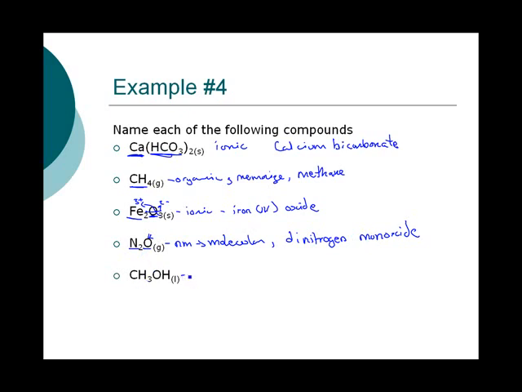A bunch of C's and H's. This is going to be organic. So for now, it's memorize, or if you need to, find it in your data booklet, but this would be methanol. Two nonmetals, so it's molecular. And it's going to be nitrogen. There's only one of them. This is the first one. We don't have to use a prefix.